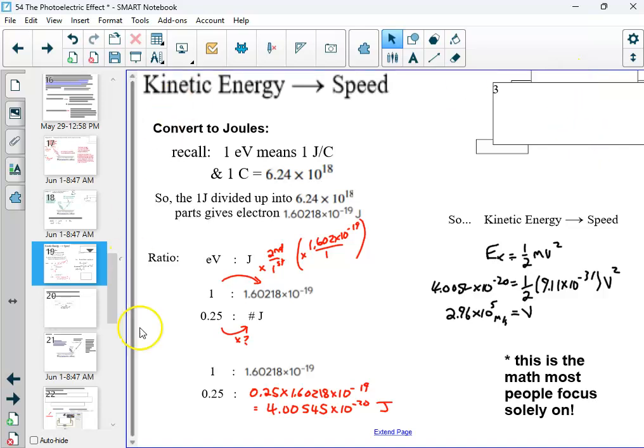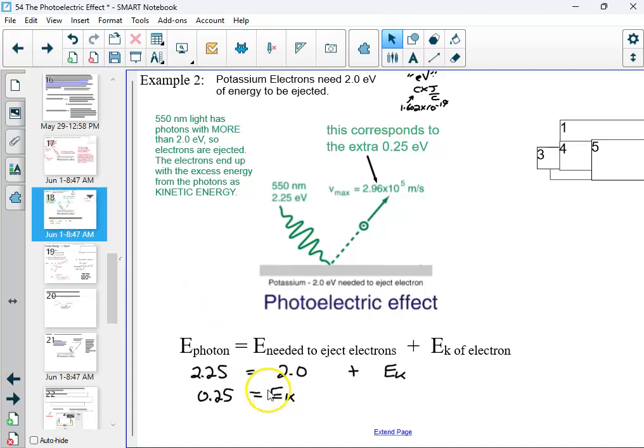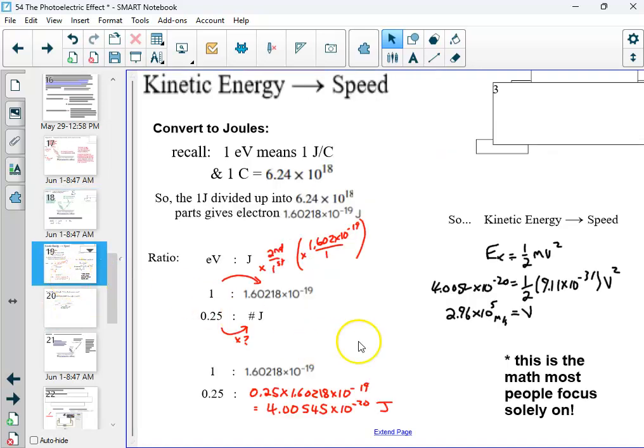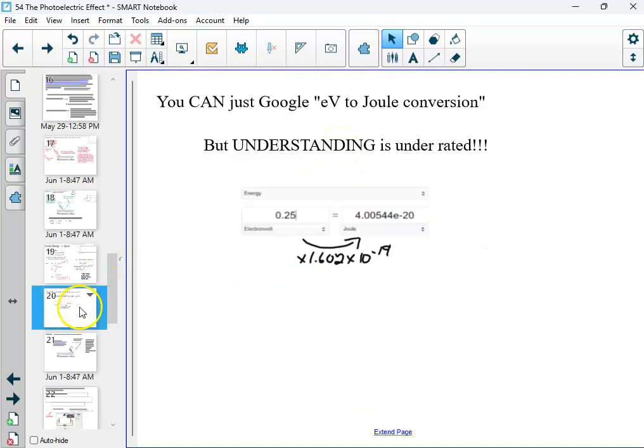Okay, so this is the kind of math that when I saw this originally, that's kind of all we did. We looked at the electron comes in, the photon comes in with energy, and then the electrons go off. But the significance of it was lost on me for sure. So the conversion process based on understanding about volts, meaning energy per charge, is my preference for sure. You can, of course, just Google conversion from electron volts to joules and type in 0.25 and it'll spit out the answer. But understanding is sometimes underrated.